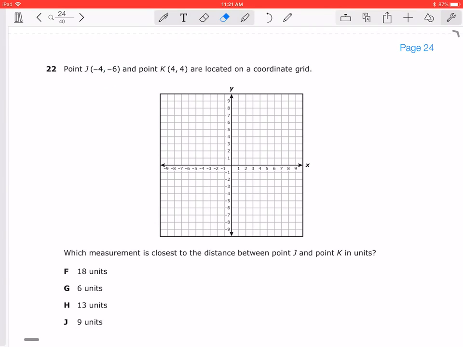So I'm going to go to 4, -6. It says the point J, 4, 4, and the point K, -4, -6, are located on the coordinate grid. So I'm going to graph them out. So we have 4, 4, and then we have -4, -6. And I know that there's going to be some value here. But let's say I draw out a right triangle.